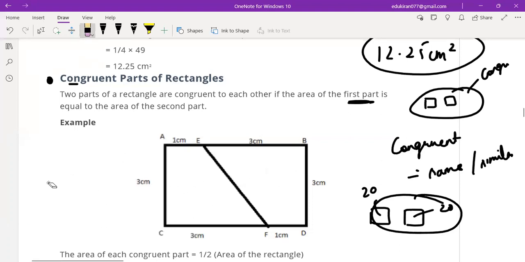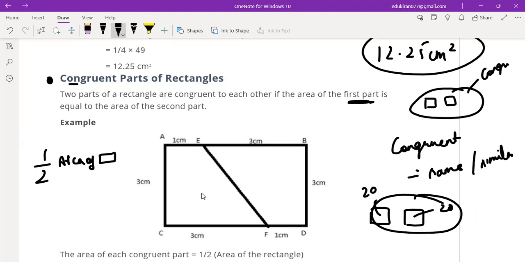Do we have to solve this? Yes. See, you can see this question, right? Over here, how many parts? In two parts, this rectangle is divided. Okay. So which formula will you use? Half multiplied by area of rectangle.